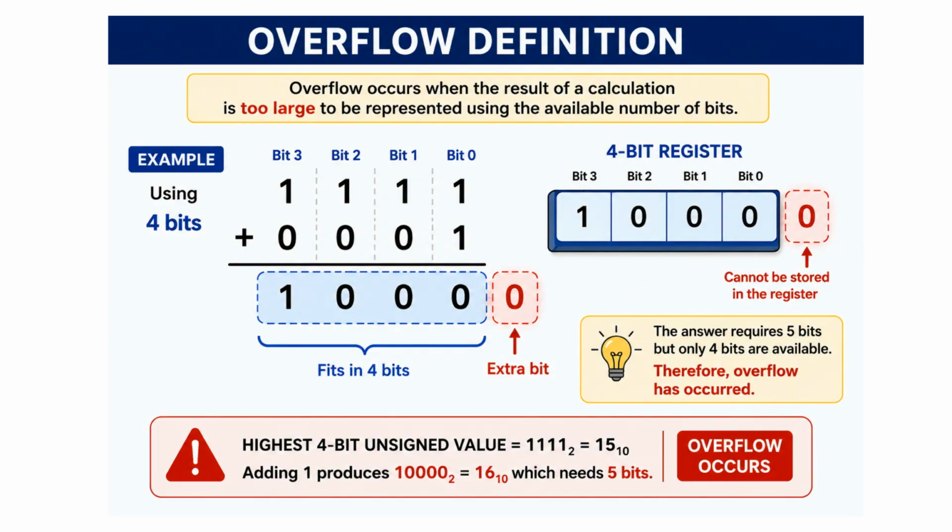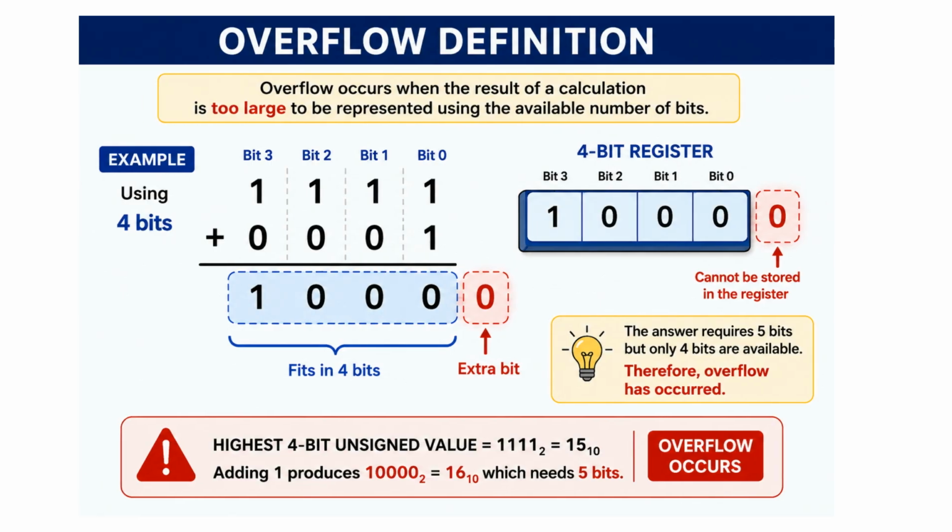Remember, the largest unsigned value in a 4-bit register is 1111 or 15. Adding 1 produces 10000, which is 16. Because 16 needs 5 bits, it cannot fit into a 4-bit register, so the calculation results in overflow.